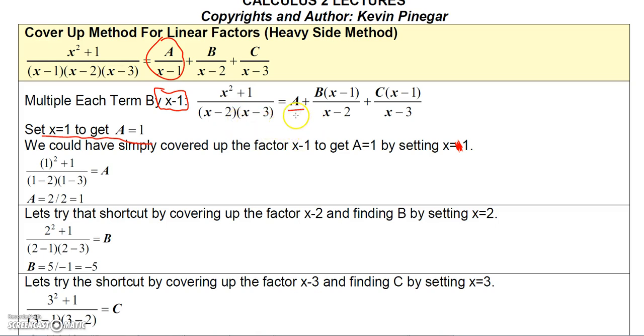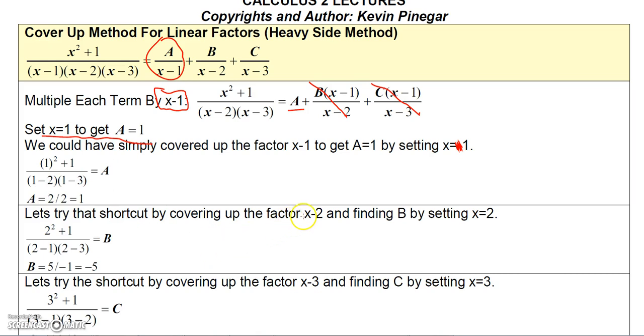Now, how do I know A is 1? Well, because I set x equal to 1 on the left, and if I set x equal to 1 in this term, that's going to go to 0, and if I set x equal to 1 in this term, that's going to go to 0. So that's kind of called the cover-up method. We can kind of cover these two up by letting x equal 1, and we just get A equals 1. So we know A equals 1.